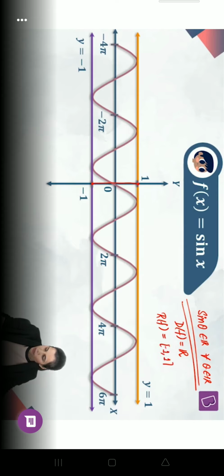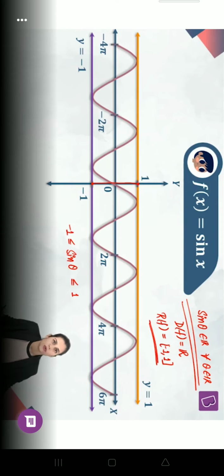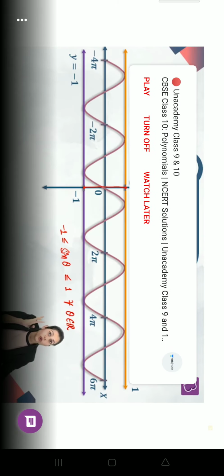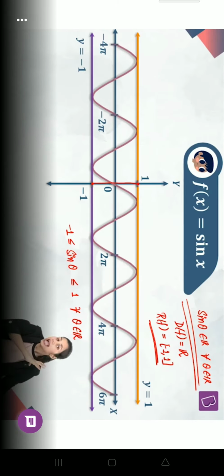Further, if you look at the graph carefully, where all is the graph intersecting the x-axis? Take a look. It is intersecting the x-axis at 0, pi, 2 pi, 3 pi, 4 pi, 5 pi, 6 pi, and so on, minus pi, minus 2 pi, minus 3 pi, minus 4 pi, minus 5 pi, and so on. That means the graph is only intersecting the x-axis at all the integral multiples of pi. So it's justified that at every integral multiple of pi, sine is 0, or when theta is any integral multiple of pi, sine is 0. In fact, sine is 0 only when theta is an integral multiple of pi.